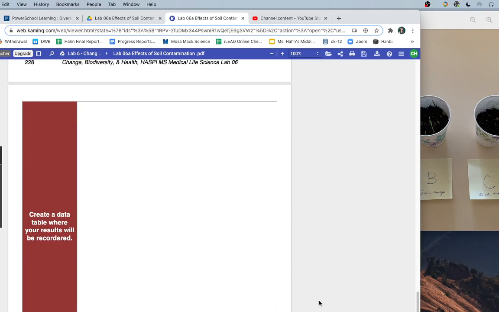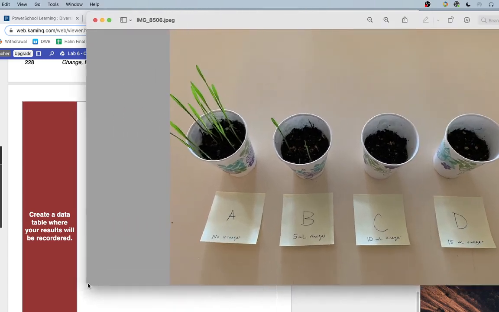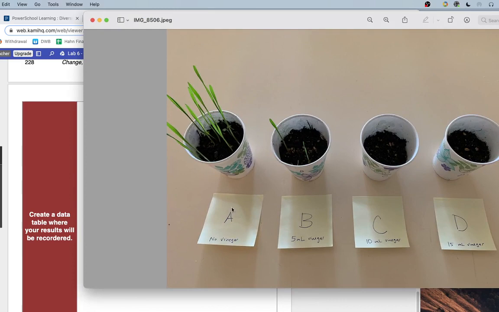Okay, so data table. Here, drum roll, is what happened to my plants. And this was actually about 9 days. Has it been 9 days? Yeah, it's been about 9 days.